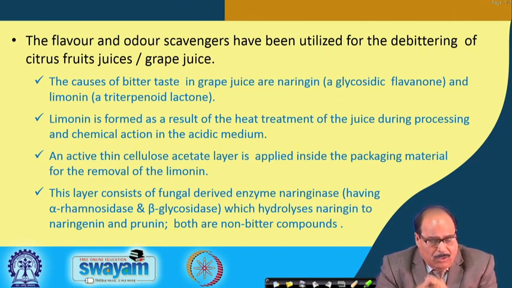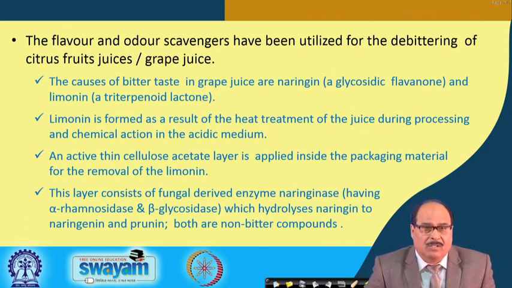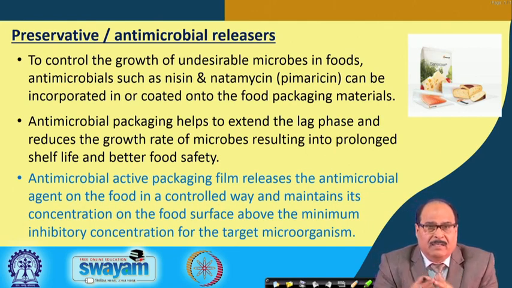So, an active thin cellulose acetate layer is applied inside the packaging material for the removal of the limonene. This layer consists of certain fungal enzymes called naringinase, and this naringinase has alpha-rhamnosidase or beta-glucosidase. So, these enzymes hydrolyze naringin to naringenin and purine, and both these naringenin and purines are non-bitter compounds. They are flavoring compounds, but non-bitter compounds. So, this is how the undesirable bitterness can be removed.